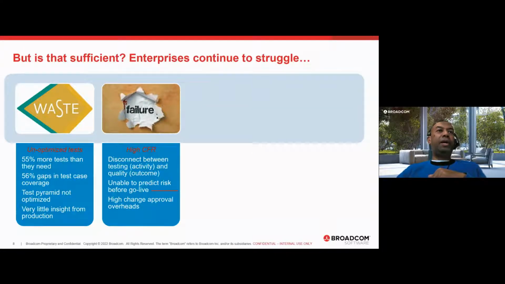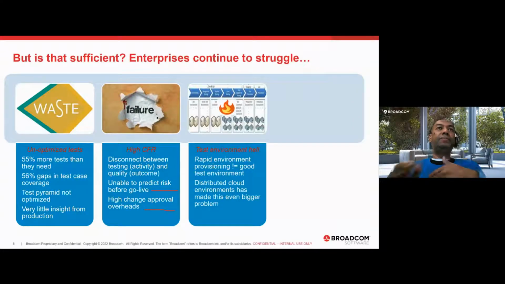We already talked about the high change approval overheads, right? So for customers that are highly regulated and cannot afford high CFRs, have to spend a lot of time and energy in approving the changes or managing change. The change approval process is very, very cumbersome. And we know from the DevOps best practices that high change approval overheads are not worth it. So we have to come up with a different mechanism that allows us to go live, but yet be predictive about how risky those changes are and control those risks.